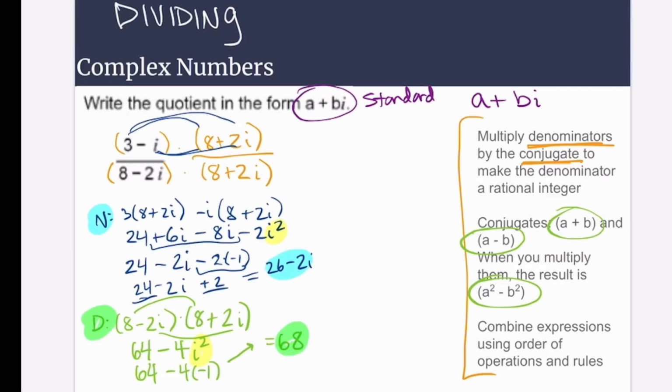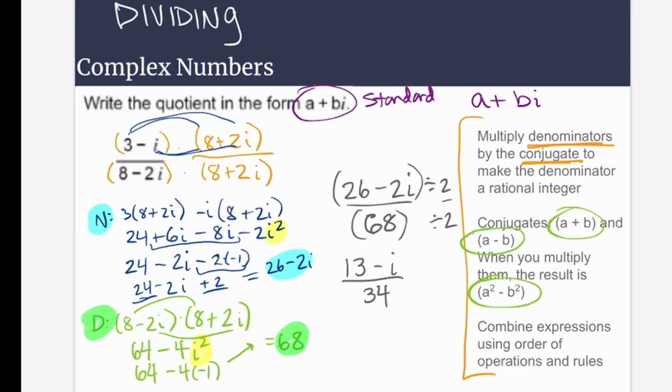Numerator, denominator, let's put them together. 26 minus 2i over 68. These are all even numbers, so I'm going to divide the entire numerator and the entire denominator by 2 to simplify this. 13 minus i divided by 34.